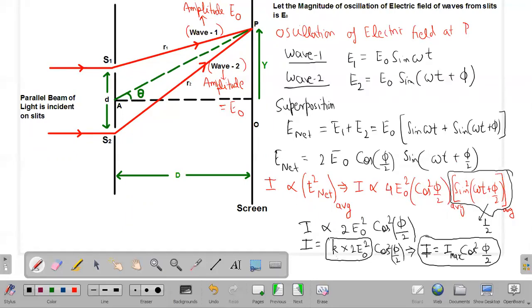This capital I is the intensity at a y distance point. This is the point P, which is at a y distance from the center O, where we are finding the intensity. So it is the intensity at a y distance above the reference line, which passes through the center of S1, S2. If you go y distance above or y distance below, you can find the intensity in terms of the maximum intensity of the wave.